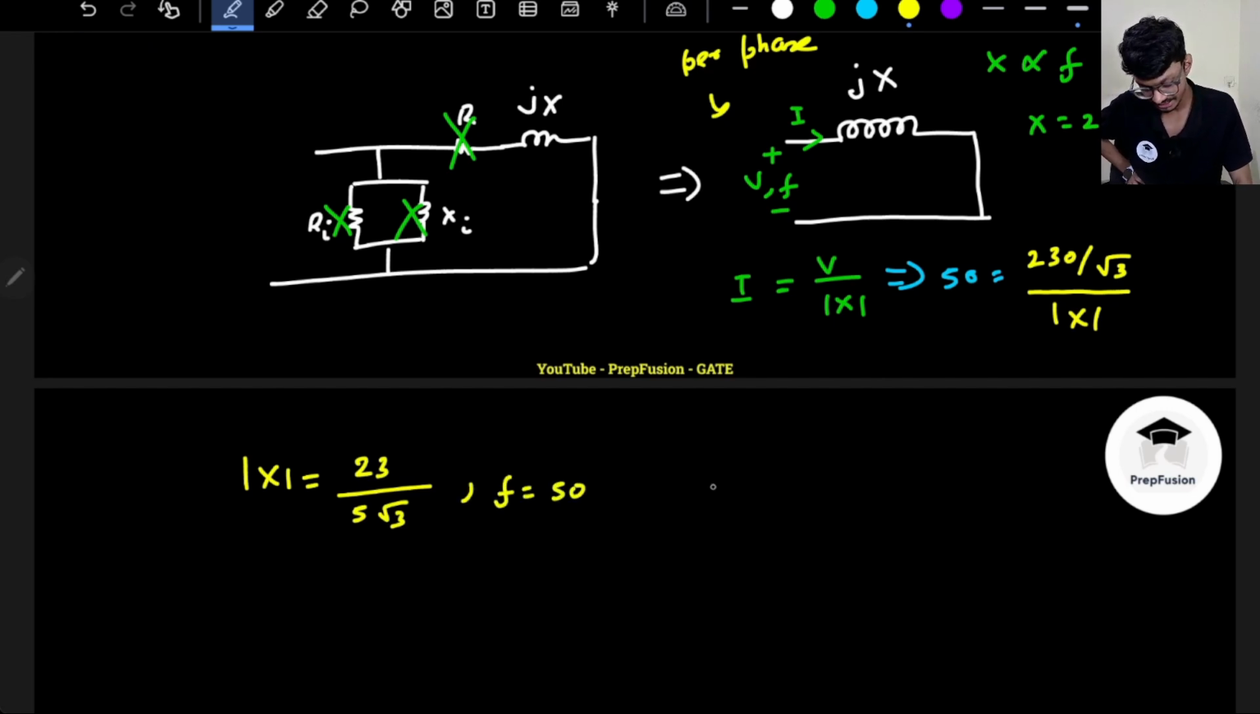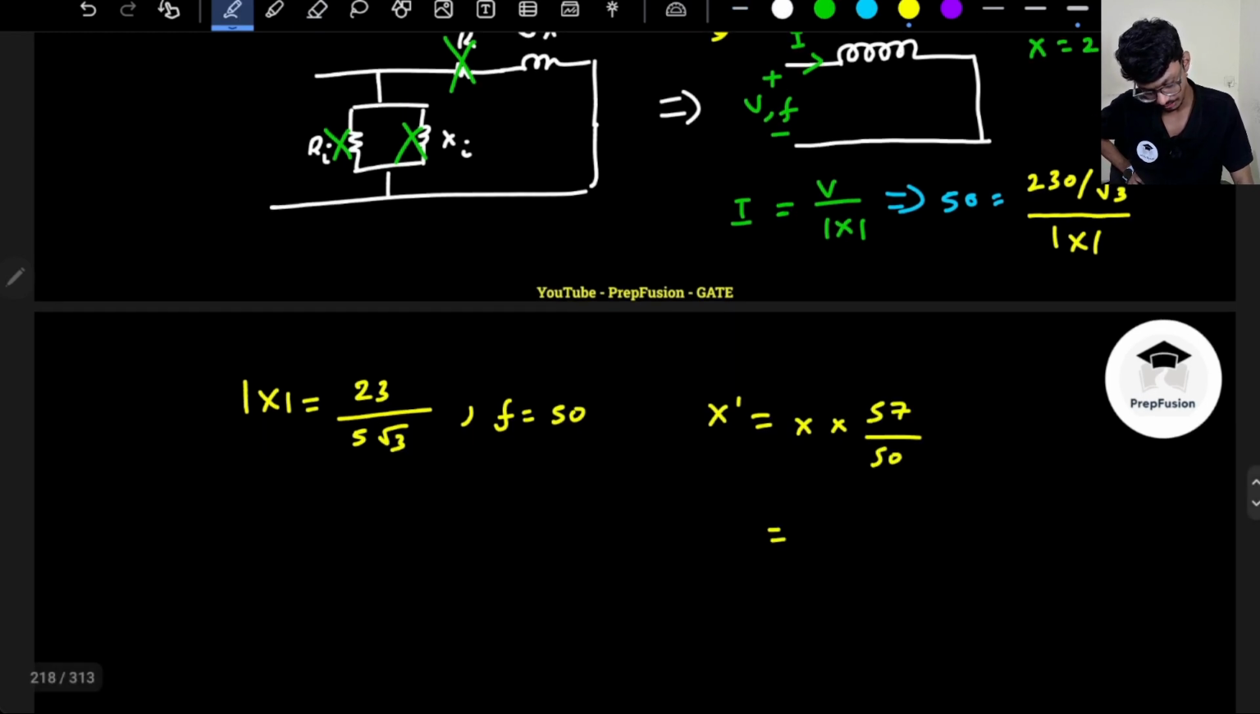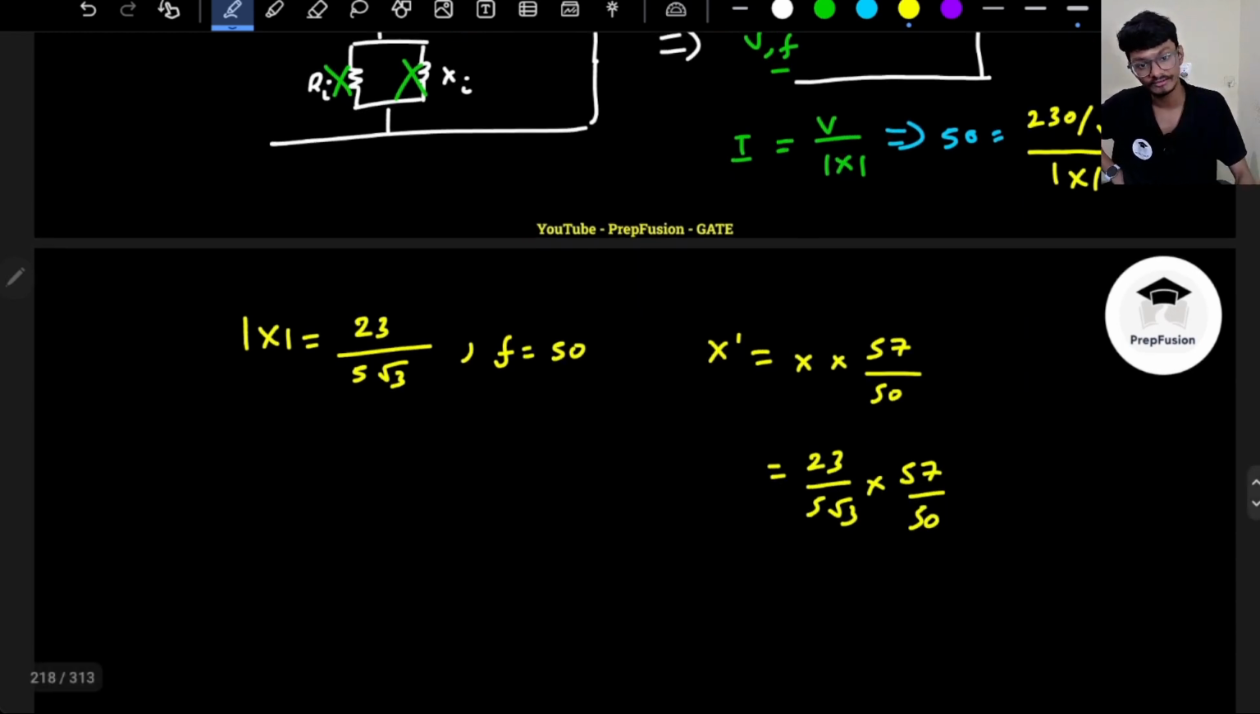Now my frequency has changed. What will be the new reactance value? The new reactance will be the old reactance times new frequency 57 by old frequency 50. Simple ratio. So this will be 23 by 5 root 3 into 57 by 50. I'm not calculating it now; I will put everything at the end.